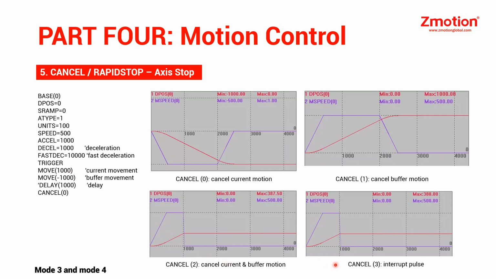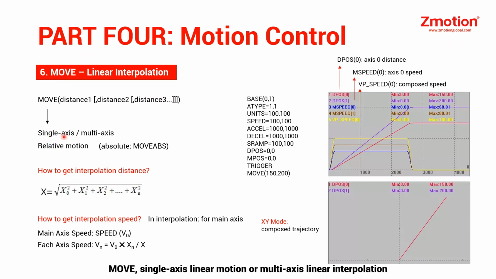Mode 3 and mode 4. We made one delay here for watching clearly. Cancel 2. After 1 second, these two are canceled. And it stops at the fast deceleration, because fast deceleration is bigger than deceleration. Cancel 3. When move 1000 executes for 1 second, then stop rapidly.